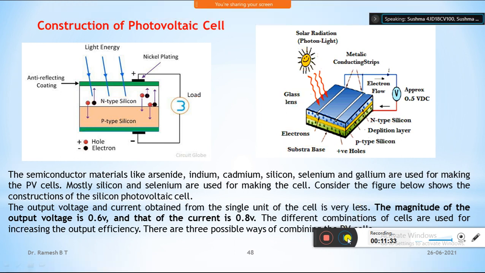Basically, silicon is an intrinsic semiconductor material. Intrinsic means internal properties. Silicon has 4 valence electrons, completely filled, tied up with chemical bonds, and at absolute zero there are no free electrons.